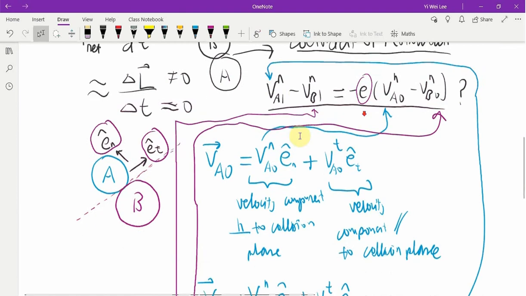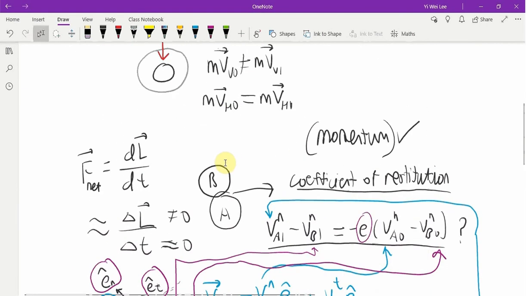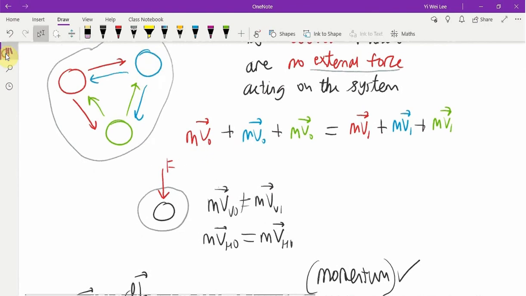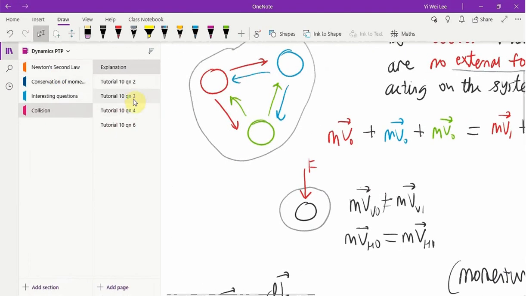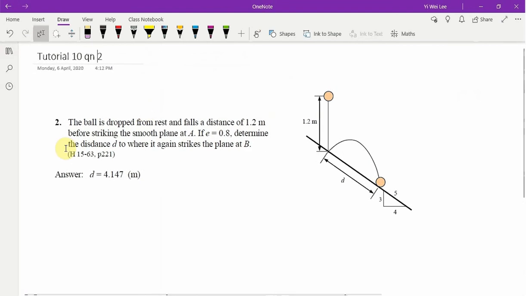So I know most of you will be quite confused by what I'm trying to say here, but it's okay, no problem. Let's just try to solve a problem, and by solving problems we can actually know what is going on. So now let's take a look at the first question, tutorial 10, question number 2. This is a very simple question actually. The ball is dropped from rest and falls a distance of 1.2 meters before striking the smooth plane at A. If e is equal to 0.8, determine the distance d at which it strikes the plane again at B.